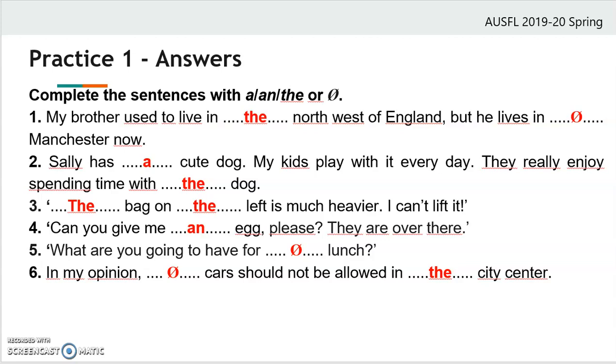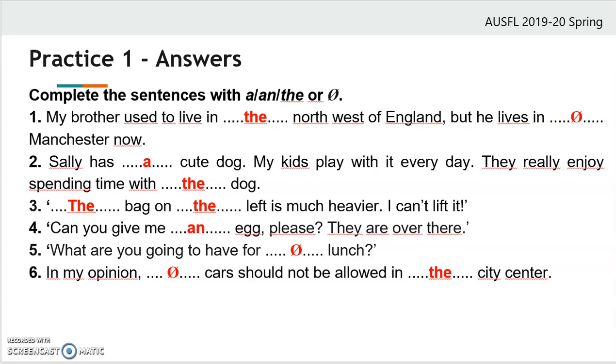Number 4. In this sentence, the speaker doesn't ask for a specific egg. The speaker asks for any one of the eggs there. So the answer is an, because egg starts with a vowel. We should put an instead of a.